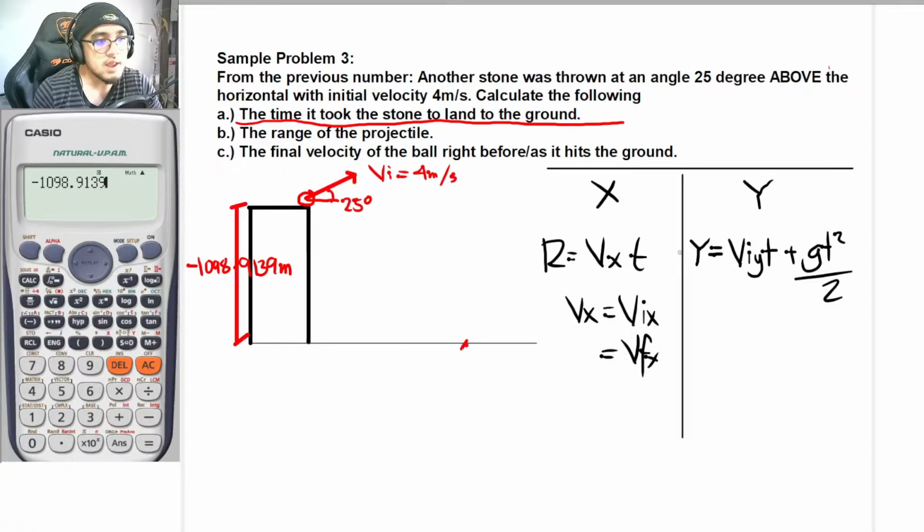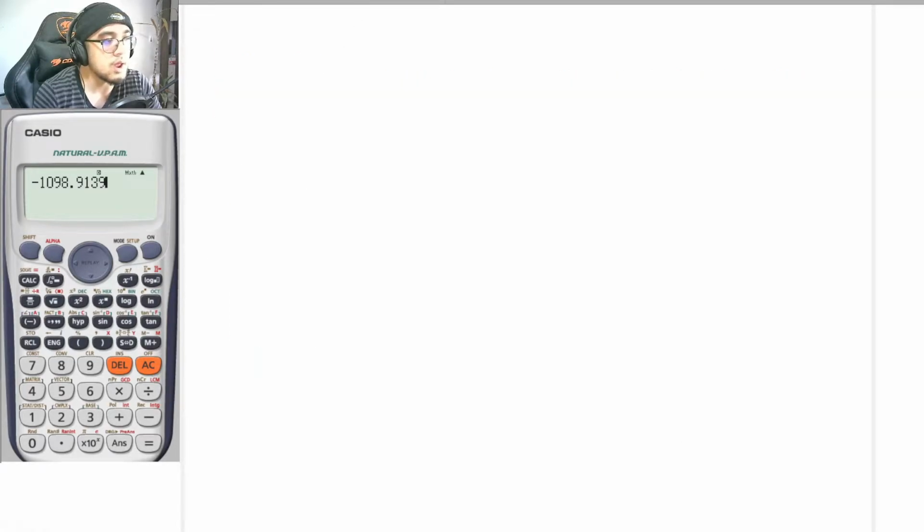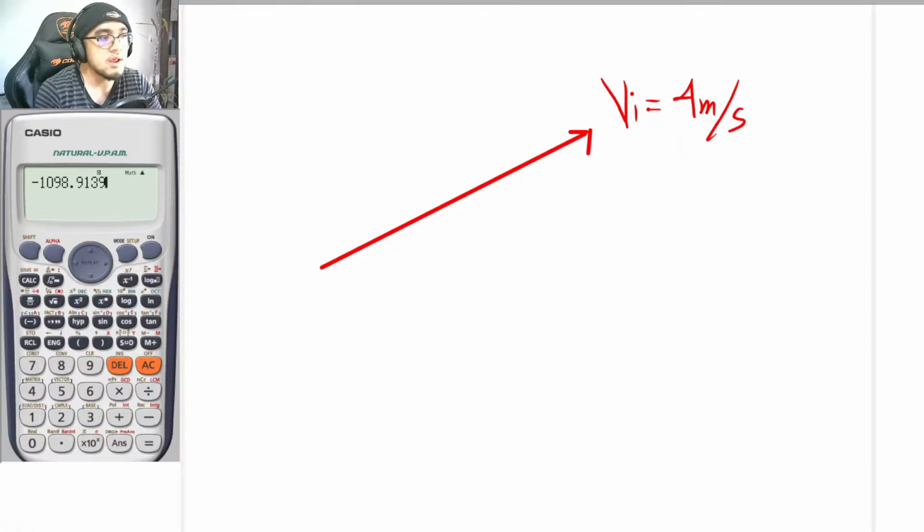Okay, but first things first, let us first get the value for our Vix and our Viy. So suppose that this is your Vi. If this is your Vi, which is 4 meters per second, and it is said in the problem that it is 25 degrees above.